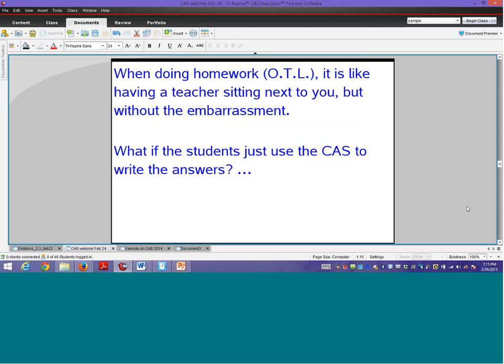So when doing the homework or the opportunities to learn, it's like having a teacher sitting next to you, but again, like I said, without the embarrassment. Now, I understand that some of you might be saying, what if the students just use the CAS to type in the answers? There's still no way around that, okay? I had thought about asking TI maybe to put a little shock treatment in there when that happens, but they didn't think that was a good idea at this time.